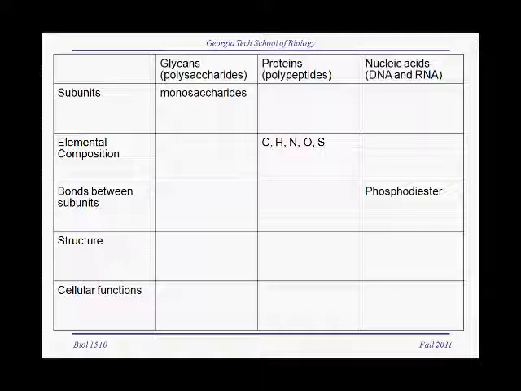Now here's a nice chart, and I think a good way for you to organize the information about macromolecules. We'll be discussing proteins next, so you can finish filling in this chart, but you should have enough information now to fill in the information for nucleic acids and glycans. Now on to proteins.